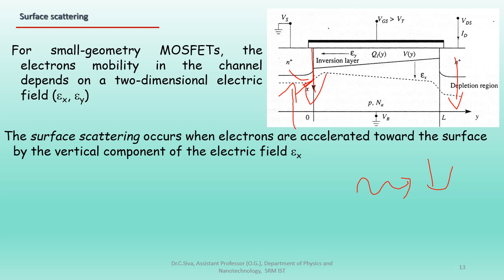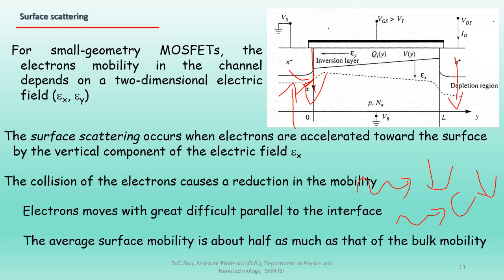This makes conduction more resistive. The conduction will be good initially, but it will get reduced, so resistance will be raised. That is called surface scattering. Collision of the electrons causes a reduction in the mobility. Electrons move with great difficulty parallel to the interface. The average surface mobility is about half that of the bulk mobility, so it is drastically reduced to half value. So surface scattering is an important one.